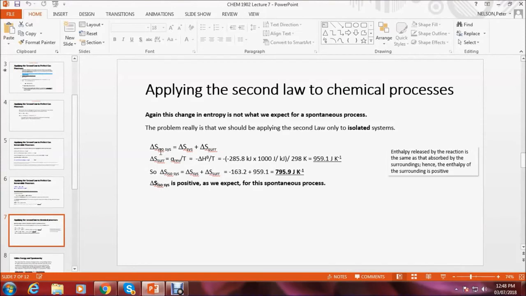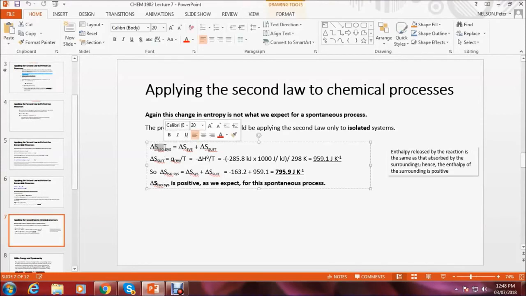Now, of course, the entropy change of an isolated system is equal to system plus surroundings. Now remember, the heat lost by the system is equal to the heat gained by the surroundings. So if the enthalpy change for the system is minus 285.8 kilojoules, then the enthalpy gained by the surroundings is the same magnitude but opposite sign, and hence we multiply 285.8 kilojoules by minus 1 such that we end up with a positive value.